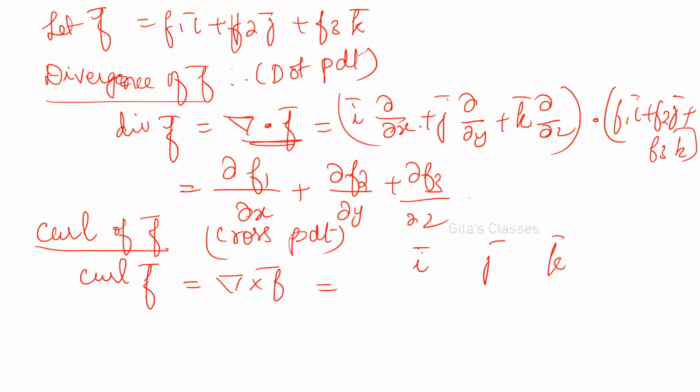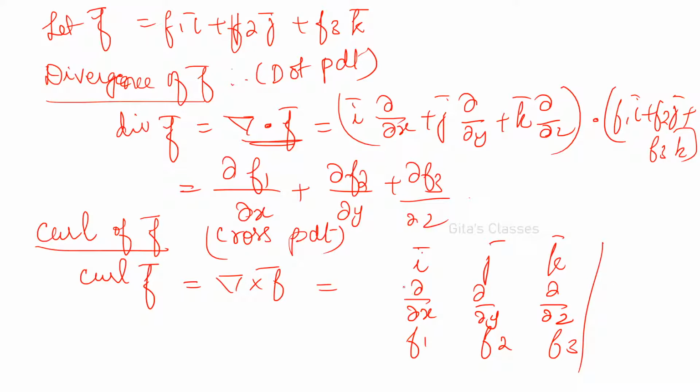Generally i, j, k. This is the cross product. And we know del is what? I into dou by dou x plus j into dou by dou y plus k into dou by dou z. So dou by dou x, dou by dou y, dou by dou z is in the second row. So first and second row will remain the same. To which function you are applying, only that will vary. Okay. So f1, f2, f3. So I have to expand this. This is curl f.